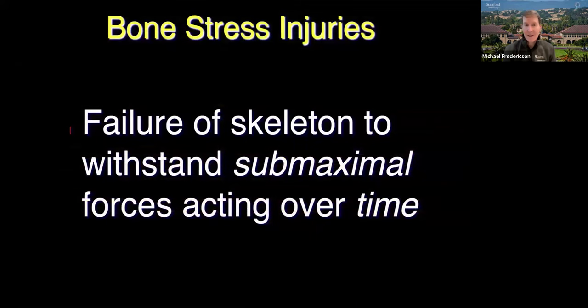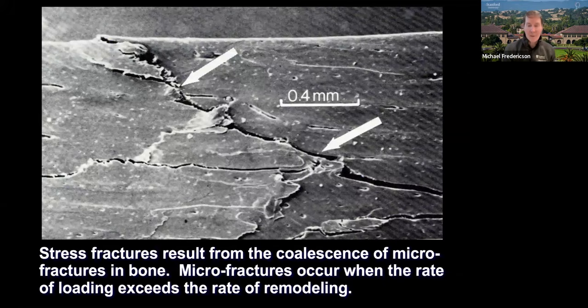The basic definition is that bone stress injury is the failure of the skeleton to withstand submaximal forces acting over time. So these are overuse injuries, right? Which means that if we can catch them early, they're not as devastating. This is just one slide, and we won't get into a lot of detail on it, but this looks at what happens at the microscopic level. Essentially, you start off with microfractures in the bone, and that's what we're going to see on MRI as marrow edema. Eventually, if the body cannot keep up, these microfractures develop into a full-blown cortical fracture.